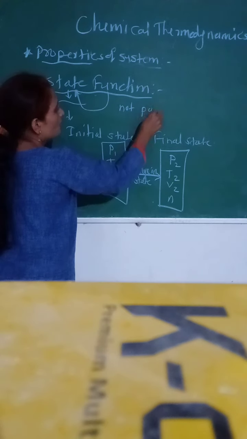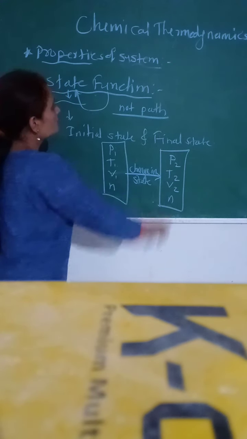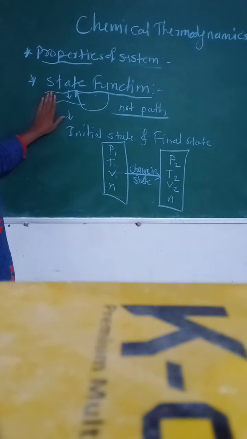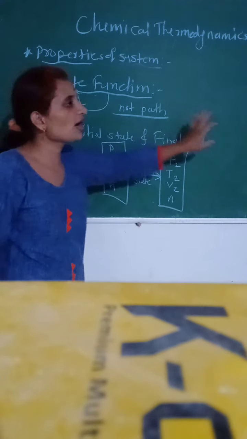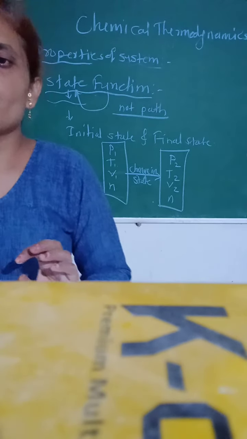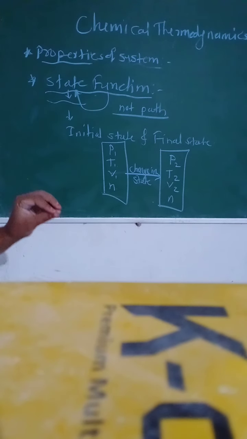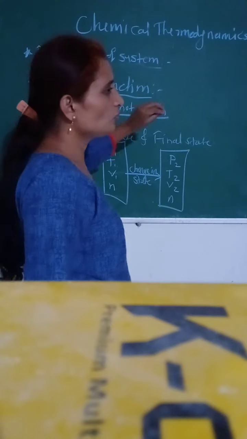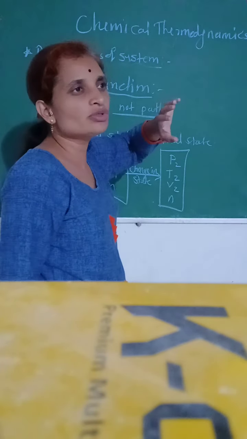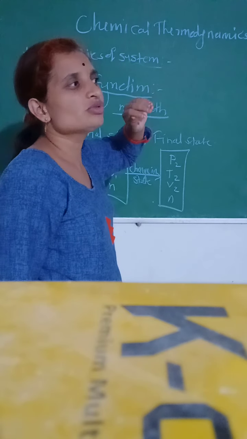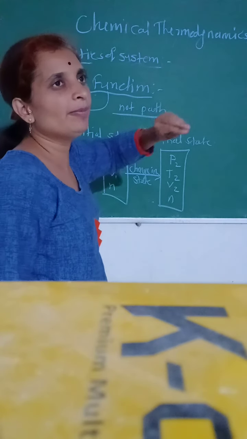And not the path followed by the system. What do we call this? The state function. A state function means a property which depends on the state of the system and not the path followed by the system. Path here means, for example, we have to go from the ground floor to the 4th floor. You can use the lift or you can use the stairs.